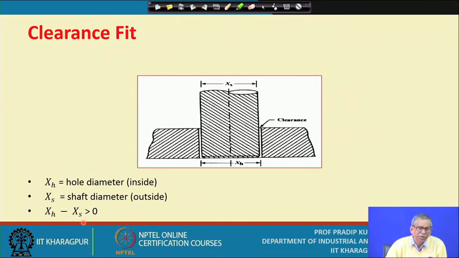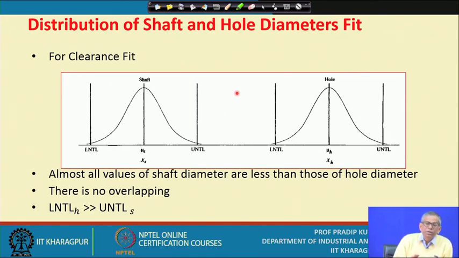And for clearance fit, what is the condition you have to ensure? That is XH greater than XS. That means the inside diameter must be greater than the outside diameter of the shaft. So this is the condition. And if you consider the distribution of shaft and hole diameters for the clearance fit, XS is the random variable, that is the shaft dimension, and XH is the hole dimension. So the hole dimension should be greater than the corresponding shaft dimension.